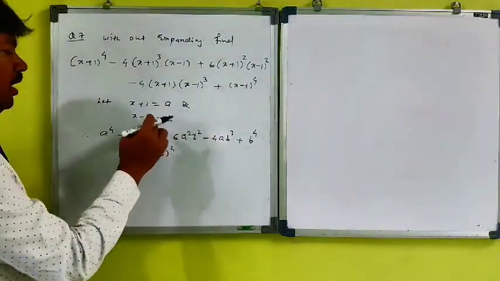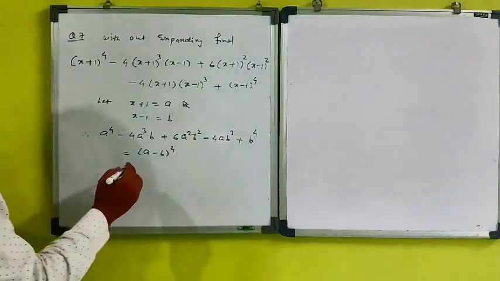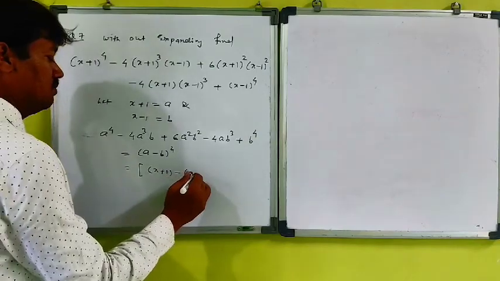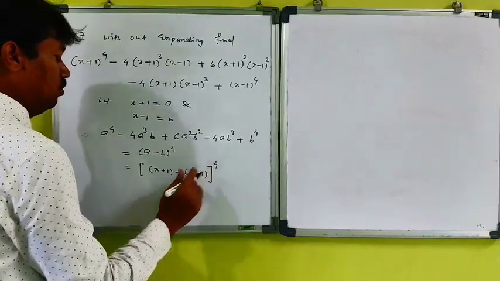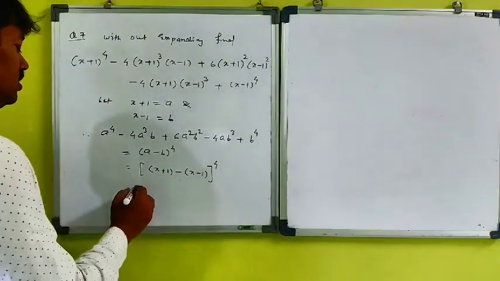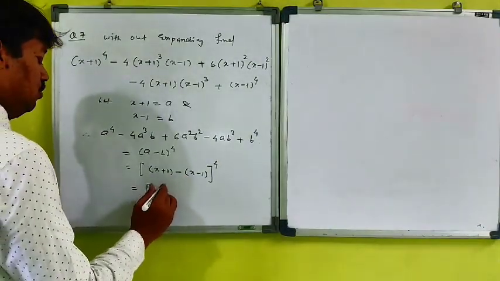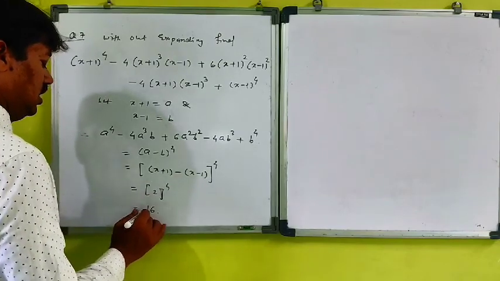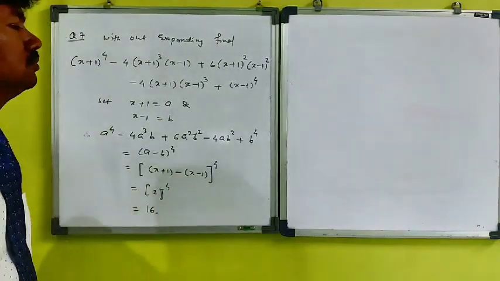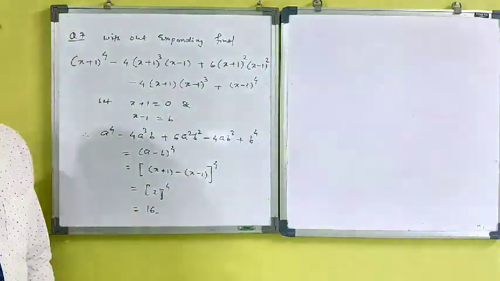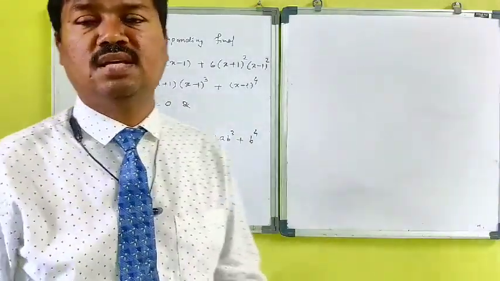Then put the value of a and the value of b in this. What is the value of a? The value is x plus 1, and this is x minus 1, so raised to 4. x and x will get cancelled, 1 and 1 will add, so it is 2 raised to 4. So the answer will be 16, like this.